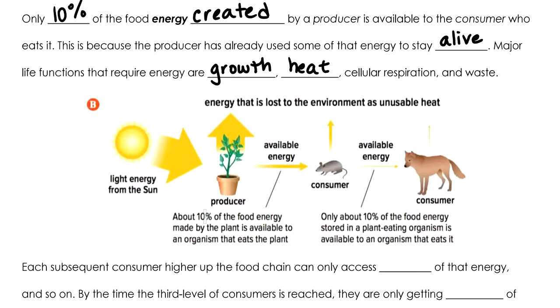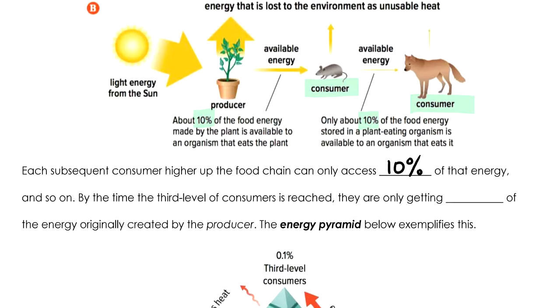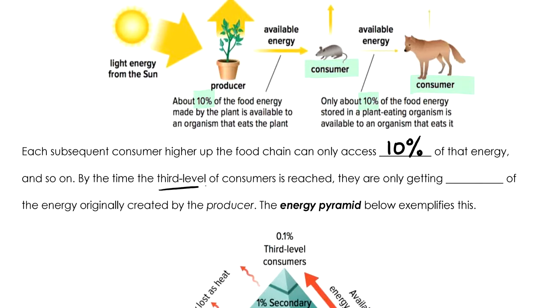In this diagram, it shows that only 10% of the food energy made by the plant is available to the organism that eats the plant, in this case, the first level consumer. And then only 10% of the food energy stored in the first level consumer is available to the second level consumer, and so on. So each subsequent consumer higher up the food chain can only access 10% of the energy stored in the previous organism. By the time we reach the third level consumer, they're only getting 0.1% of the energy originally stored in the producer. The energy diagram below exemplifies this.